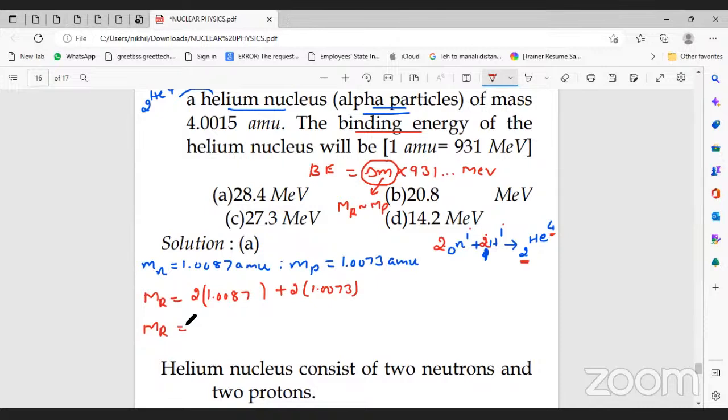So the mass of the reactant, if you simplify this: 2 into 1.0087, you will get 2.0174, plus 2 into 1.0073, it is almost 2.0146. So the mass of the reactant is equal to 2.0146 plus 2.0174, that is approximately 4.032 AMU. This is the mass of the reactant.